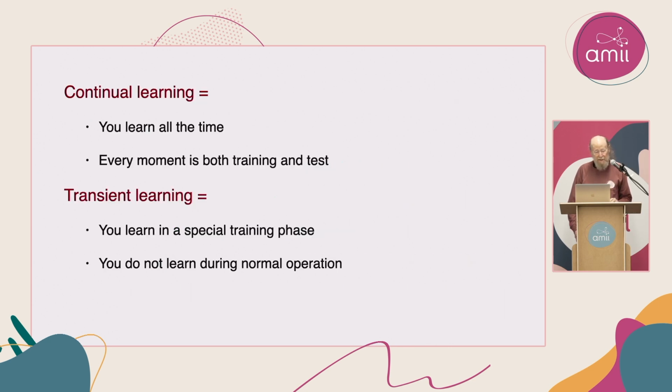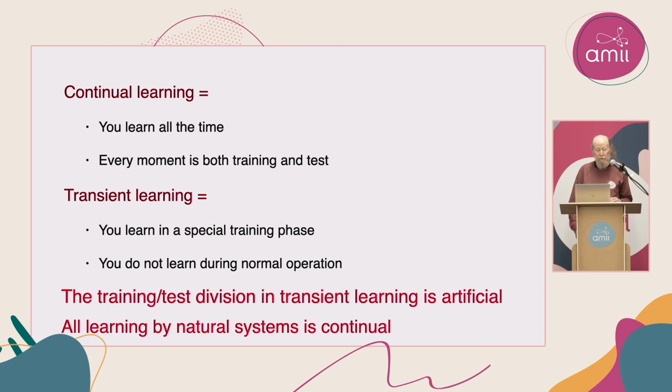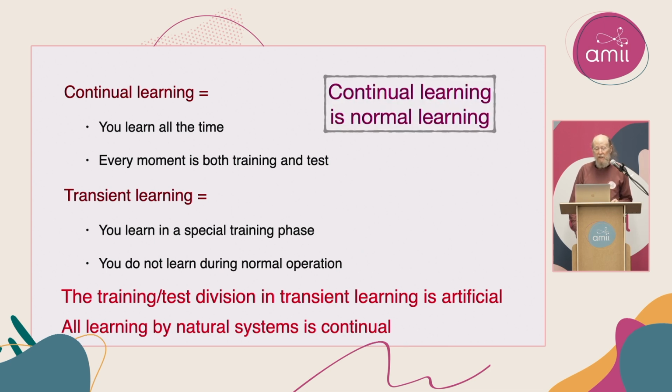Continual learning just means you learn all the time, and every moment is both a training and a test. Conventional deep learning is transient learning because you learn in a special training phase, and then ever after you don't learn, so you don't learn during normal operation. This separation between the training and the test is very artificial. Transient learning is an artificial thing. All natural systems learn continually. From my perspective, continual learning is just the normal learning. It really shouldn't even have a special name. Every animal, every person is doing continual learning and not transient learning.